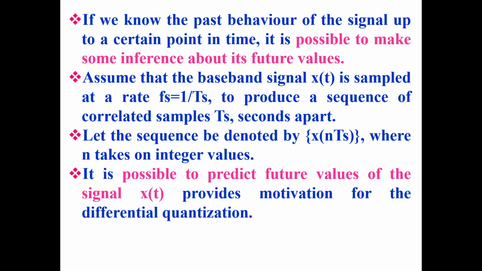Assume we have a baseband signal which is represented by x(t), which follows a Nyquist rate. Hence it is sampled at a rate of fs, where fs is equal to 1 by Ts. We are going to take the samples that are represented by x(nTs), where n is nothing but an integer value. We are going to predict the future values of the signal x(t).